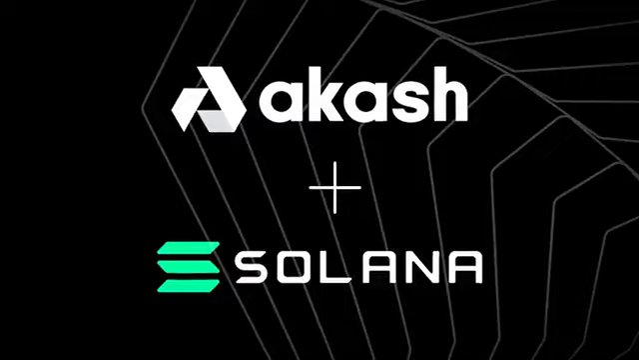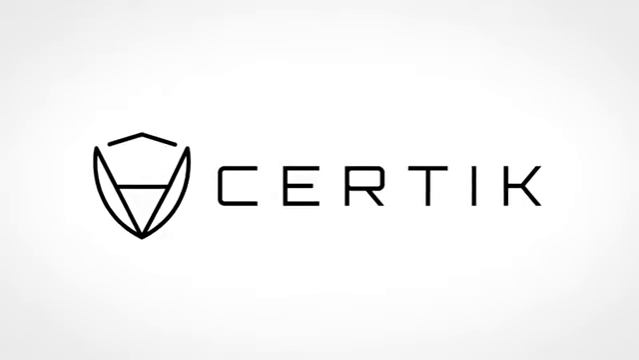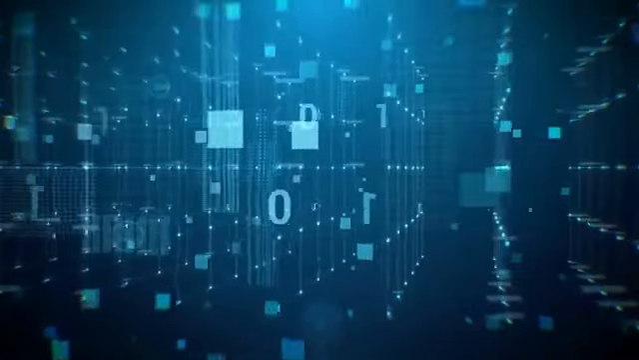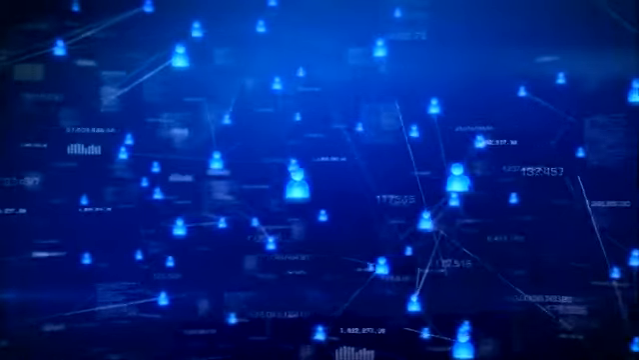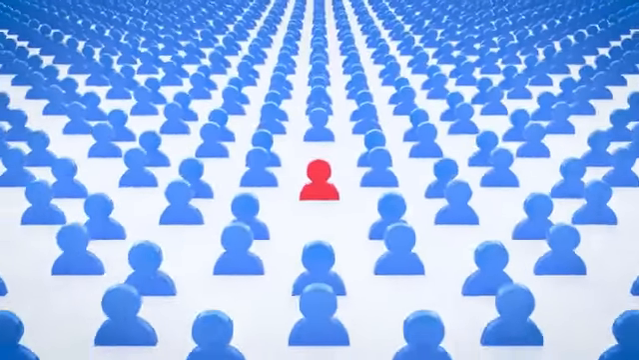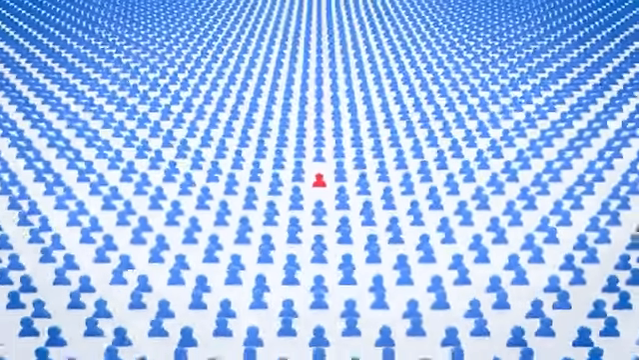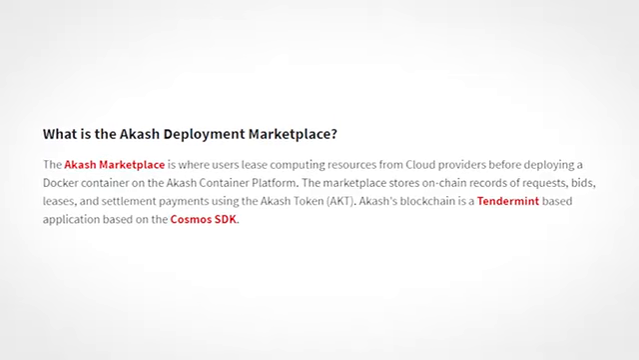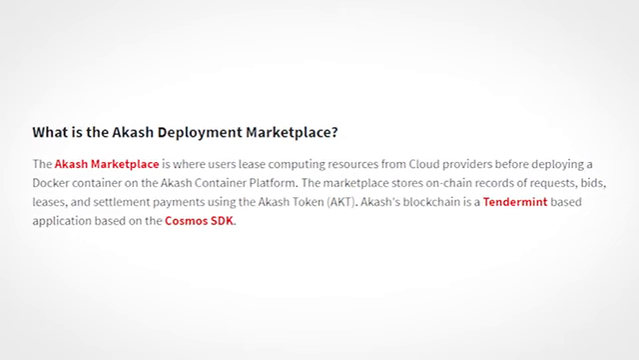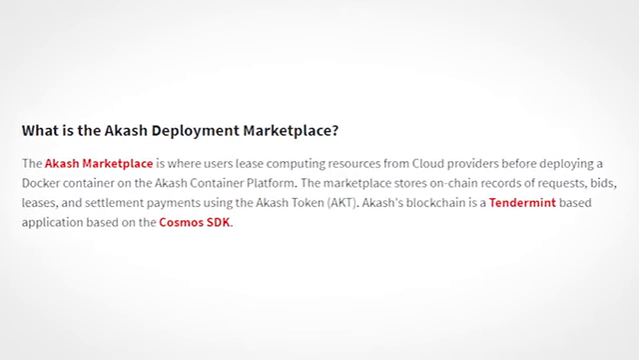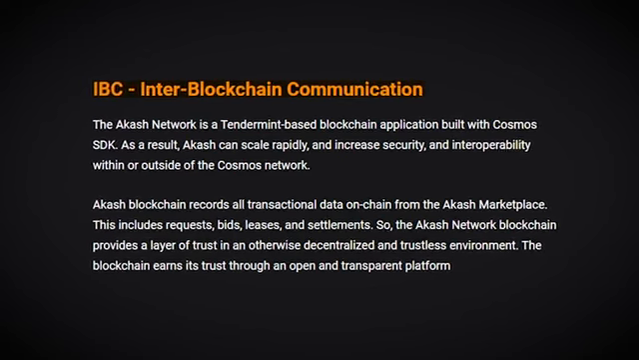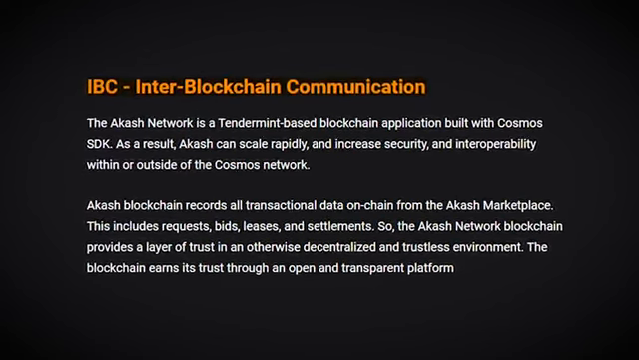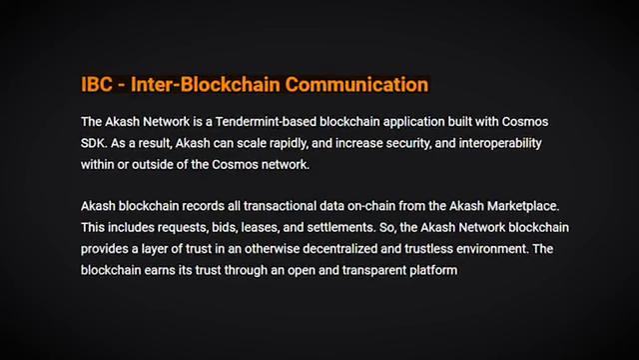AKASH has also partnered with several projects and platforms, such as Cosmos, Solana, Kava, Chainlink, Certik, and more, to enhance its interoperability, security, and functionality. In a nutshell, AKASH Network is a decentralized cloud computing marketplace, connecting those who need computing power with those who have it to spare. It's like the Airbnb of cloud computing, but instead of renting a room, you're leasing computer resources. AKASH is built on top of the Cosmos SDK, which is a framework for building interoperable and scalable blockchain applications. AKASH also leverages the Inter-Blockchain Communication, or IBC protocol, which enables cross-chain communication and data transfer between different blockchains.